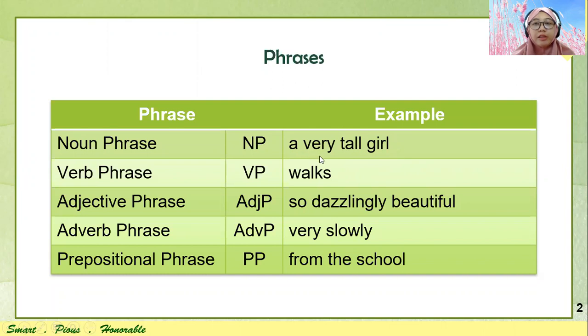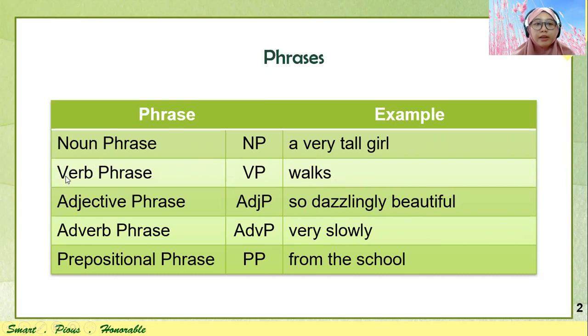Jadi meskipun ada adjective di sini, ada determiner, but if we unite them all, jika kita satukan seperti ini, kita rangkai menjadi a very tall girl, then it will be one noun phrase. So this is a phrase. Please distinguish a phrase and a clause ya. Kita sudah tahu ciri-ciri sebuah klausa itu seperti apa di pertemuan sebelumnya, and now please understand the difference between a clause and a phrase. This is a phrase.